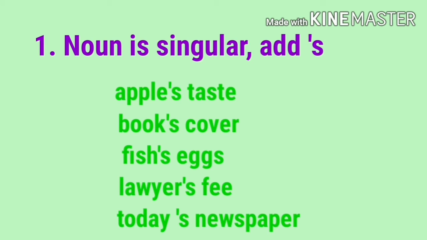Some more examples. Apple's taste. Book's cover. Cat's tail. Lawyer's fee. Today's newspaper. Fish's eggs. For a singular noun, when we want to show the possession, we add apostrophe s.